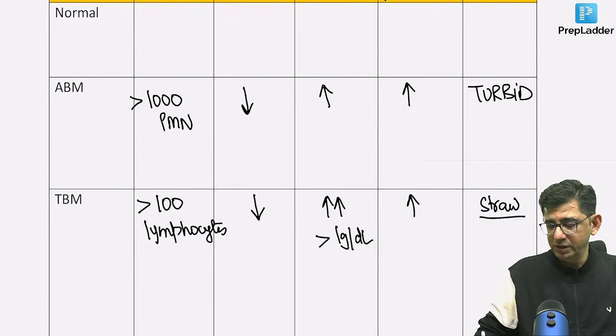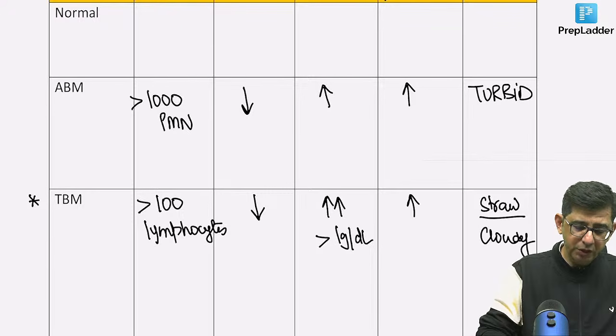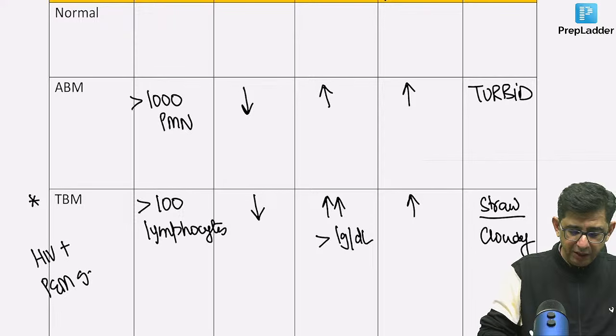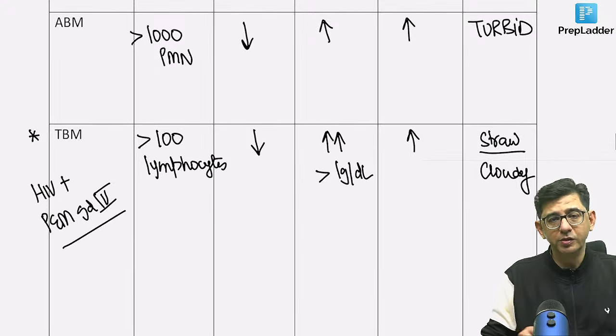I mean, color will obviously not help in identification, but TB meningitis is usually when he will say HIV positive patient, he will say a malnourished child. Those are the situations which would help you, and more importantly, it will be a long history in a patient.